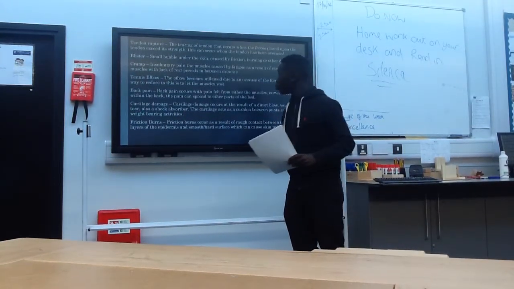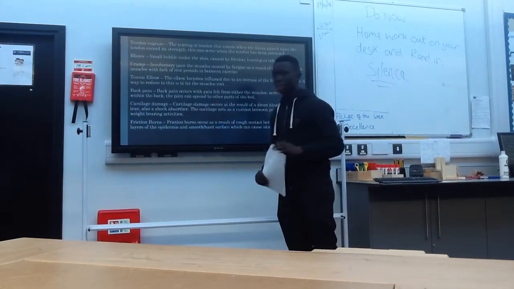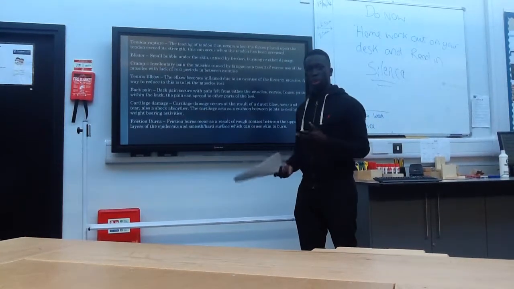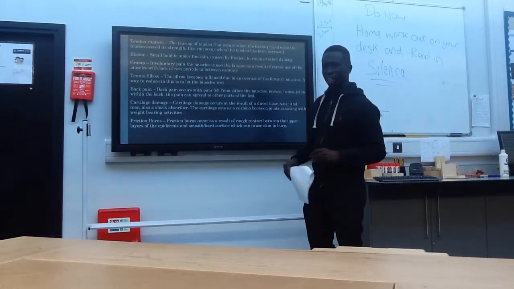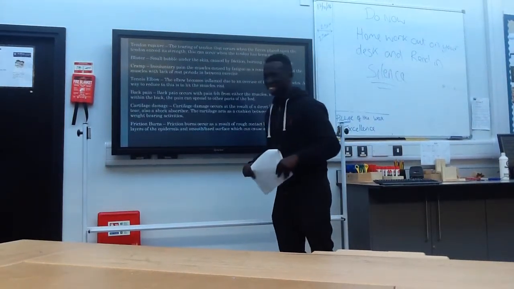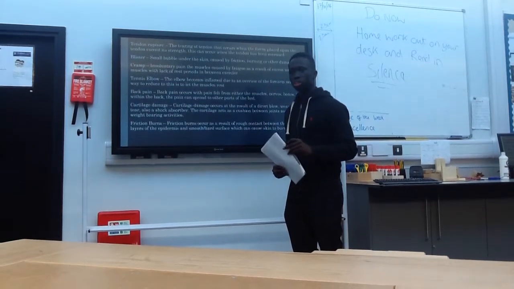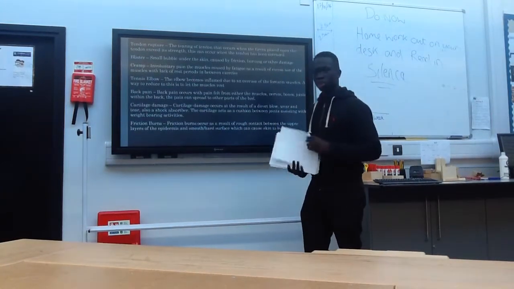A blister is a small bubble under the skin caused by friction, burning, or other damage. This can often occur sometimes in football or other sports which need a lot of running. A cramp is involuntary pain within the muscles. This can occur due to a lot of excess usage of that muscle.